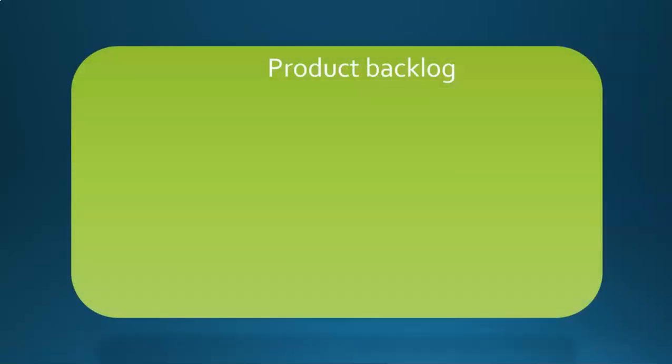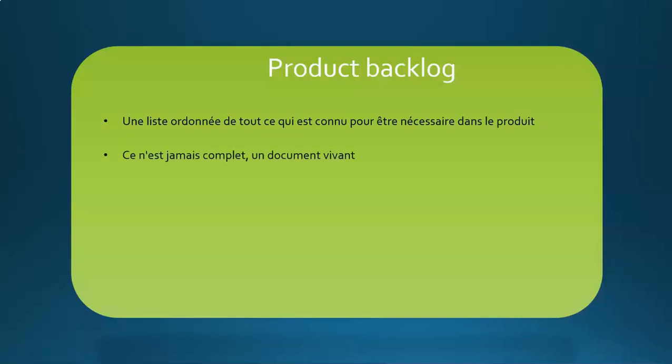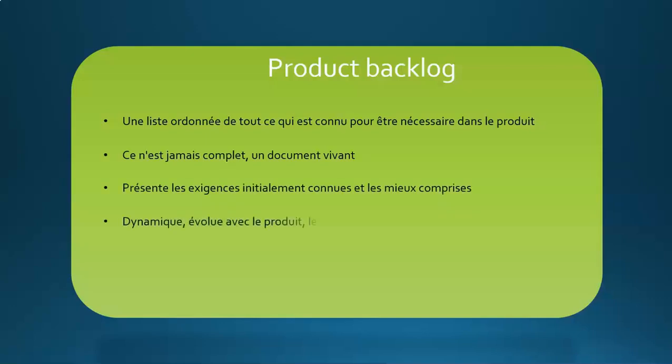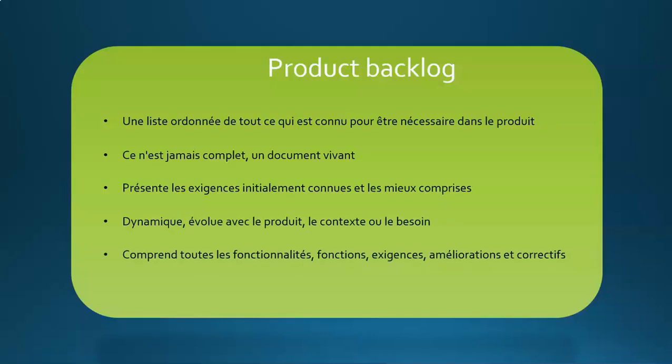The project backlog that we have already talked about, we are just going to summarize it, and I have put several points. An ordered list of everything that is known to be needed in the project. It's never complete. It's a living document. It presents the requirements that are initially known and best understood. Dynamic, it evolves with the project, the context or the need. It includes all the functionalities, functions, requirements, improvements and fixes. Updated as needed. The backlog is essentially a list of everything that needs to be done in the project.